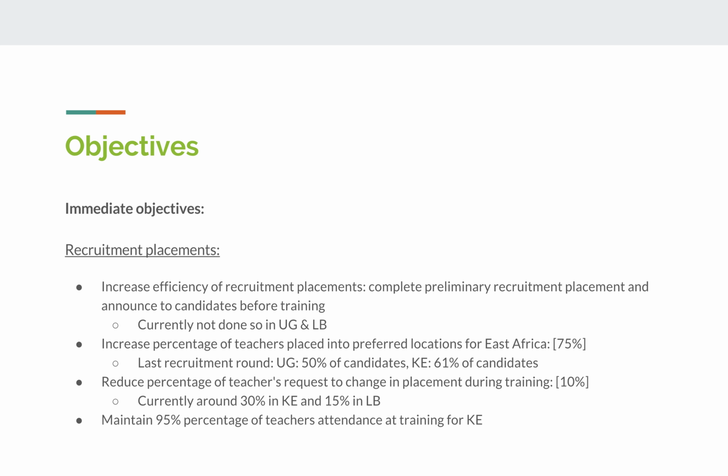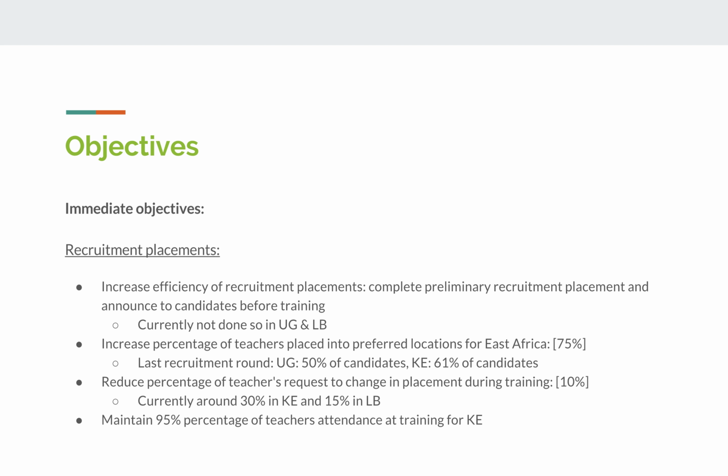So the second objective is to increase the percentage of teachers placed into preferred locations for East Africa. Right now I don't have a final number for that yet, so that is just in square brackets, and I think we need to discuss more based on getting more data from the previous recruitment rounds. But from the last recruitment round, this is the data I have: 50% of candidates and 61% of candidates in Uganda and Kenya respectively were placed in their preferred locations, from a list of locations that they have provided. So how can we increase that percentage?